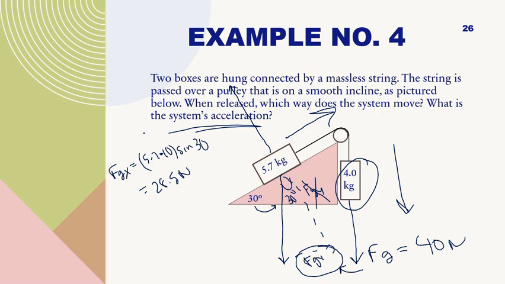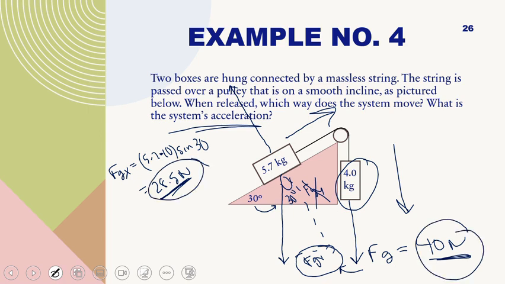Okay, now to find the acceleration of the system, we just need its FNet, and we already have the two forces that are going to impact our whole system. And so we're just going to subtract this 28.5 from this 40 newtons to find our net force. So FNet is equal to 40 minus 28.5. And now this is going to equal the mass of the system times its acceleration, which is 5.7 plus 4 times its acceleration. So once we isolate for A and solve, that's going to give us 1.19 meters per second squared.